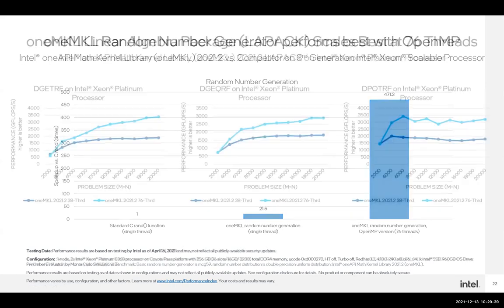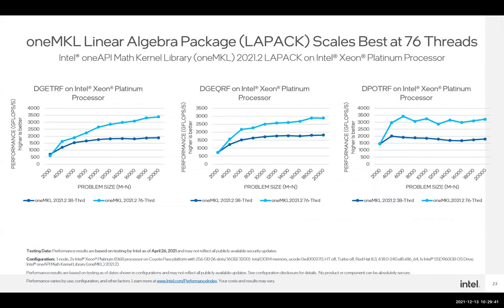The third example illustrates how LAPACK computations scale with problem size from 2000 to 20,000. When using 38 threads, dark blue, or 76 threads, light blue, on a 38 core isolated processor, the first function used to illustrate this here is computing the LU factorization of a matrix, and the second one computes the Cholesky factorization of a real symmetric positive definite matrix.